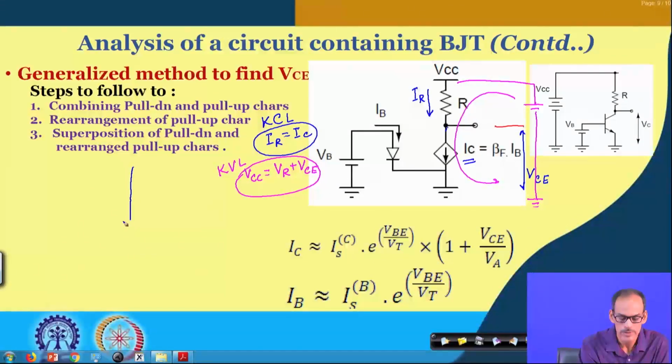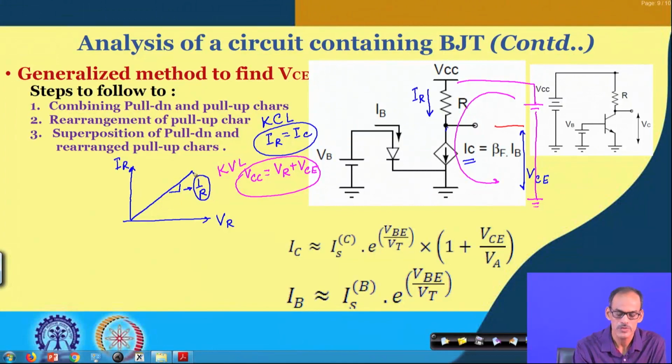say sketch the current IR as a function of the voltage drop across this resistance, it is basically a characteristic going through the origin, and the value of the resistance defines the slope, namely the slope here is 1 by R. So, as I said, we do have KCL, we do have KVL, and then we do have the characteristic of the resistor or the pull up element. So, we call this part the pull up element.